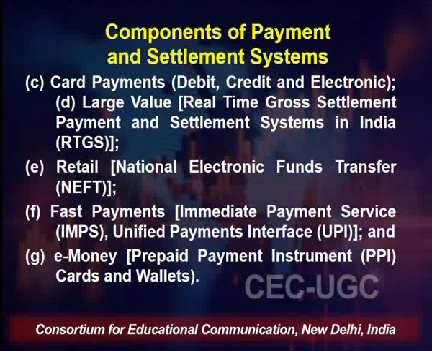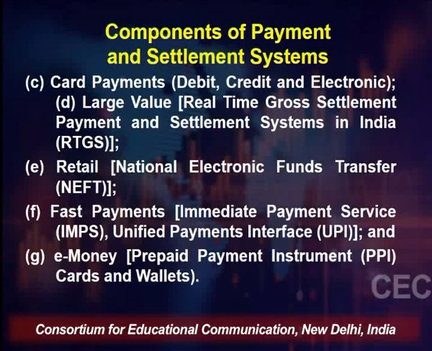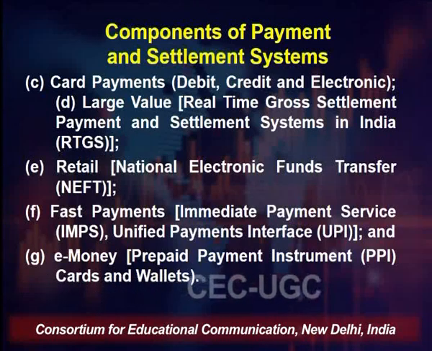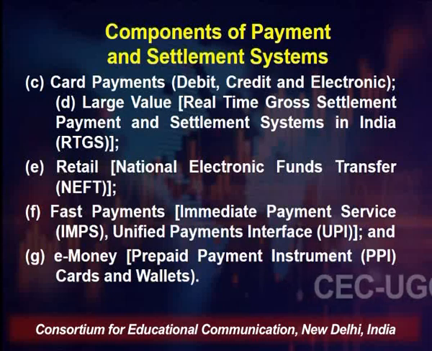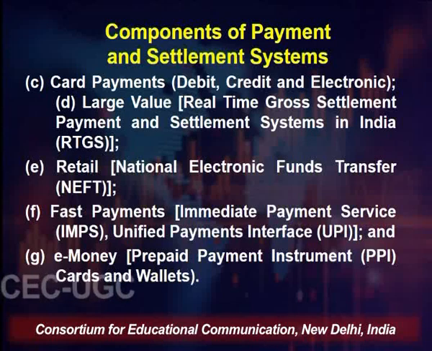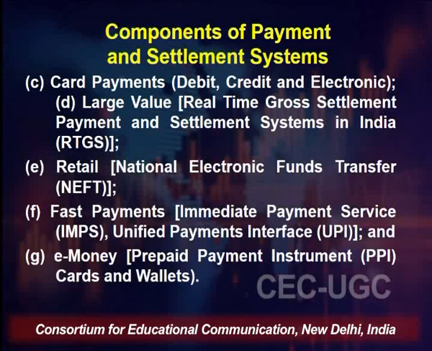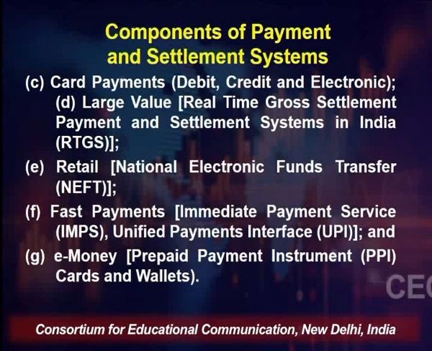Then we have card payments, like debit card, credit card. We have RTGS transactions, that is real time gross settlement, and retail net electronic fund transfers, that is NEFT, which we are very popularly using these days. IMPS for making fast payments, we have UPI, then we have e-money, which includes prepaid payment instruments, cards, wallets, all of these.